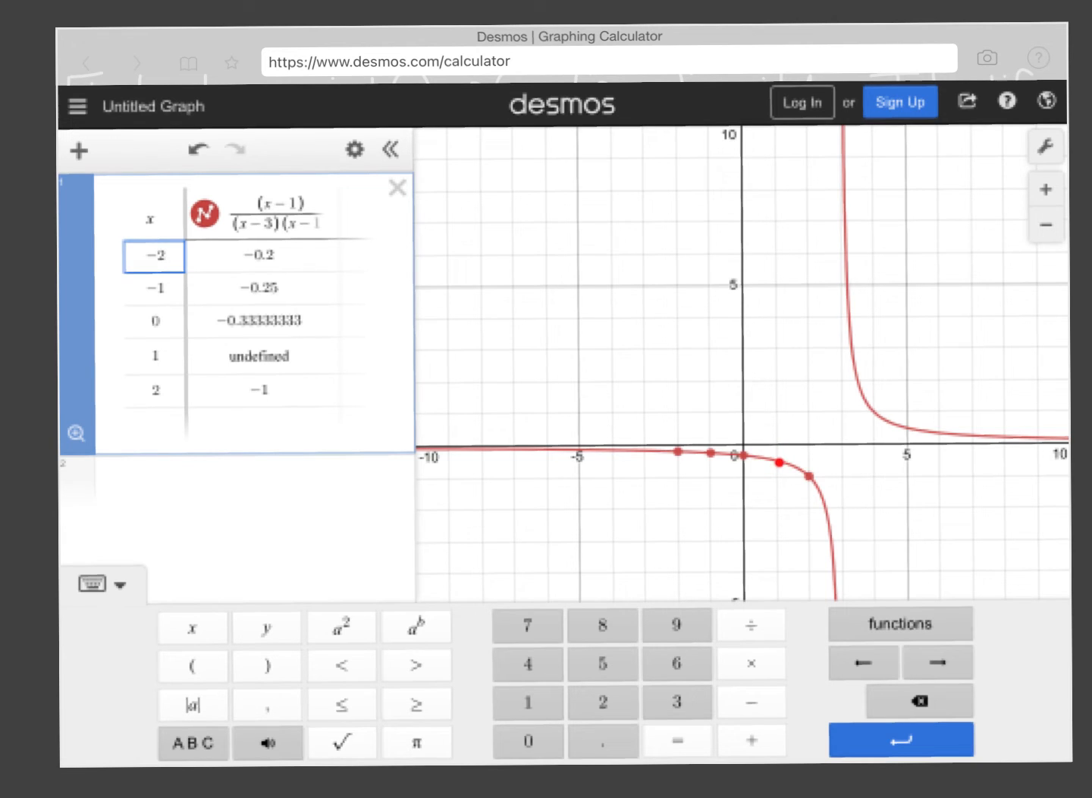Now, what is the y value there? What would the function have been if we had canceled this? Well, previously, we just said that when the x minus 1's cancel, it simply was 1 over x minus 3.